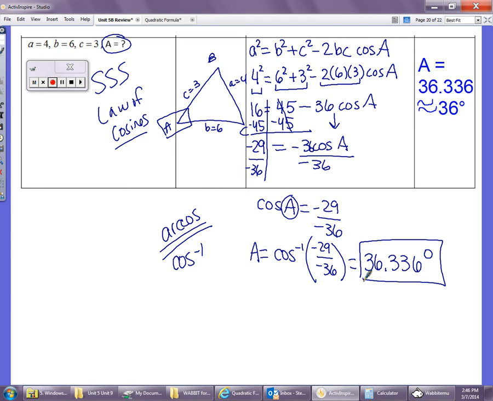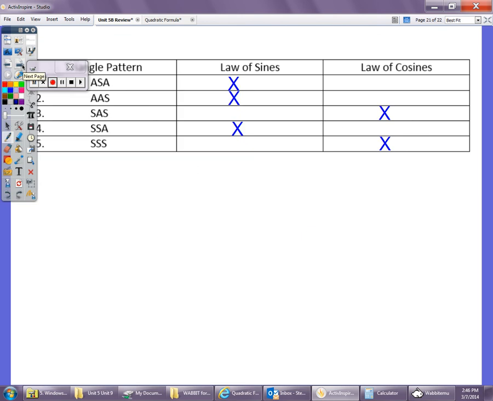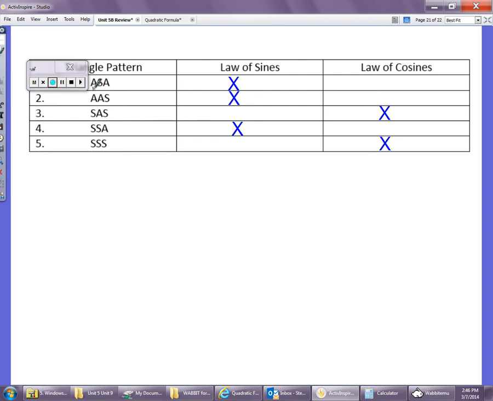Alright, so that concludes that section of the video. I am going to show you one more thing. It's a graphic organizer that will help you study for the test. You can look at this right here and you'll see that this is when you use law of sines. Anything that starts with an A really is law of sines. And we know this is really ASS. Anything that starts with an A is law of sines. Anything that starts with an S is law of cosines.